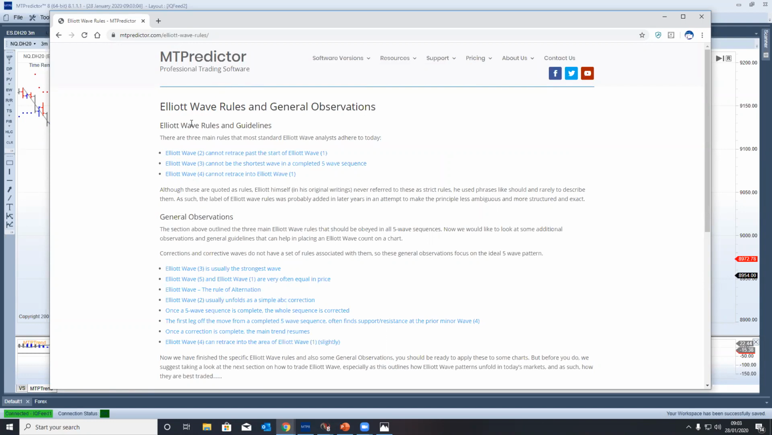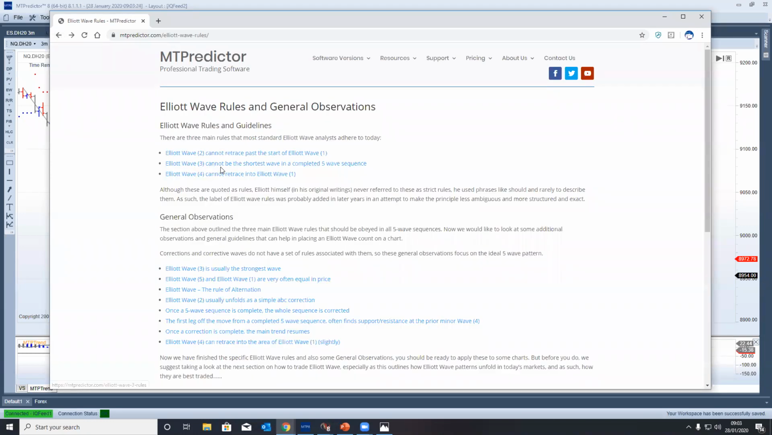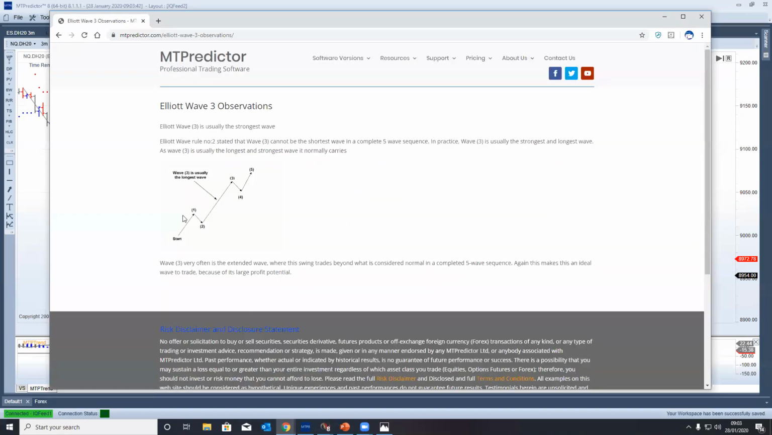So Elliott wave theory is quite simple as far as the rules go. There's a couple of examples, or the three examples of the main Elliott rules, waves and guidelines. For example, Elliott wave 3 cannot be the shortest completed 5-wave sequence, i.e. that wave there can't be the shortest. So it goes through and shows you a quick idea of what Elliott wave's about. Then there's the general observations. This is basically applying Elliott wave to the charts. For example, again here, Elliott wave 3 is usually the longest, so that's what it should look like. That's usually the longest in a completed 5-wave sequence.